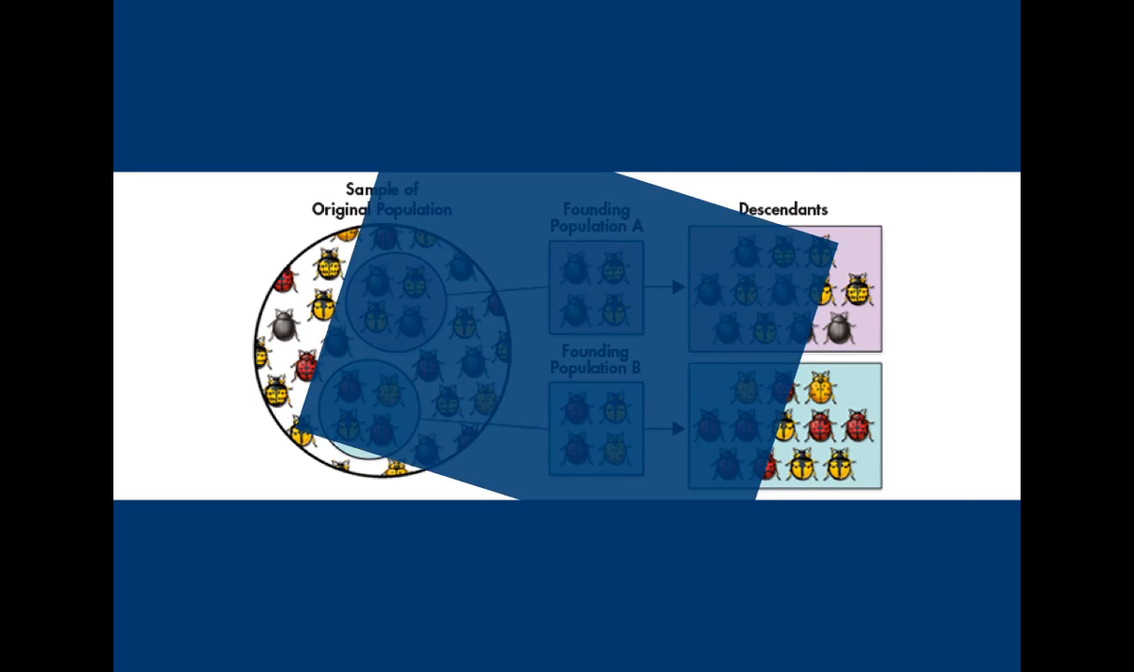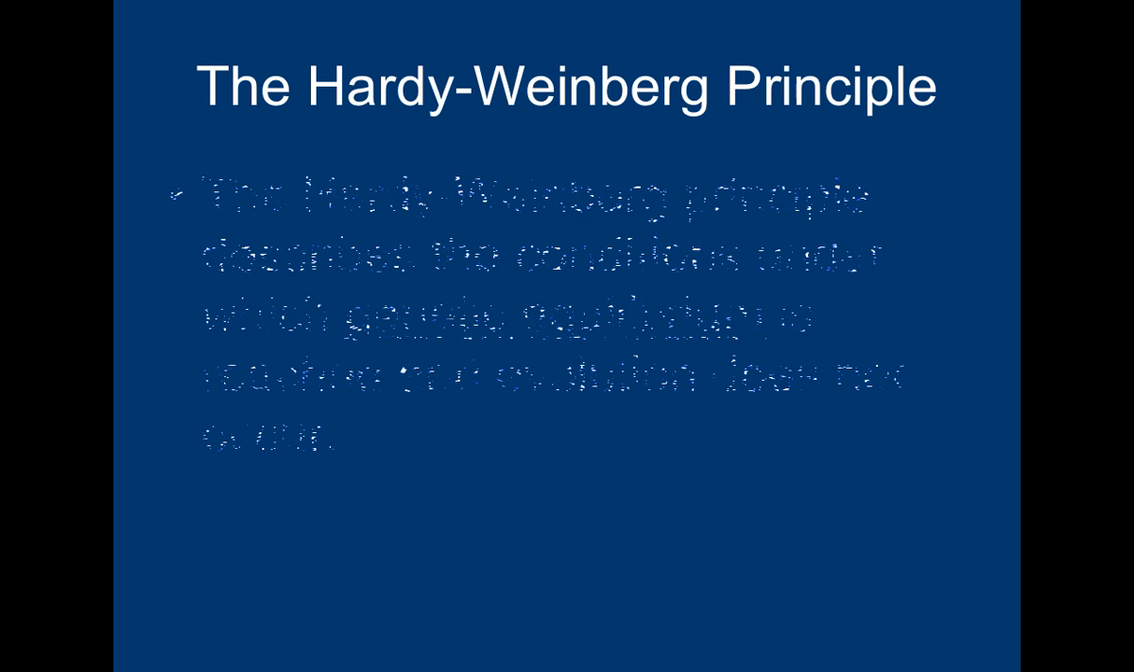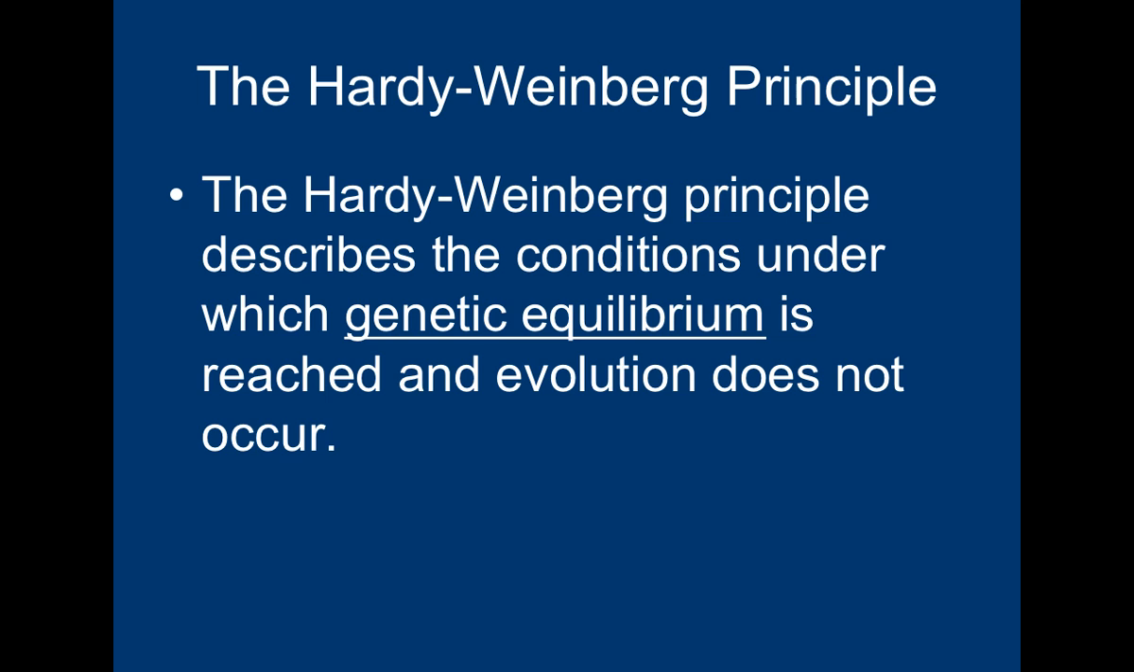All right, the last thing we need to talk about is an important part of this whole idea of genetic change and evolution, and it's called the Hardy-Weinberg principle. The Hardy-Weinberg principle describes the conditions under which genetic equilibrium is reached, and therefore evolution does not occur. Now, this is a principle, but you will see it's going to be really hard for this to actually take place. This is basically the only way that evolution can't happen genetically.